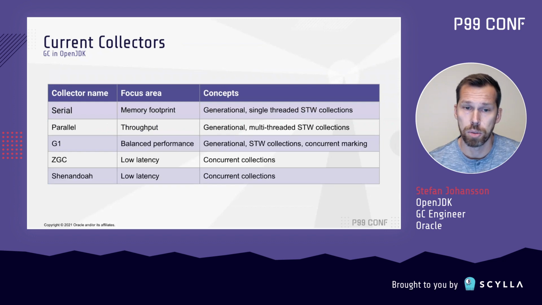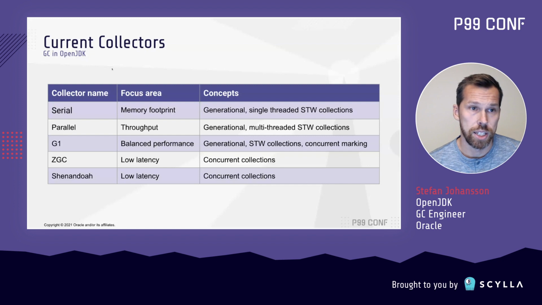Currently we have 5 supported collectors in OpenJDK. I'm not going to talk about them all. Today, as I mentioned, we're going to focus on G1, the default collector currently. The old default collector Parallel was focusing on throughput. It had good average latencies, but the worst case latencies when collecting the old generation were quite bad. So that's why we switched over to G1, which has a more balanced performance.